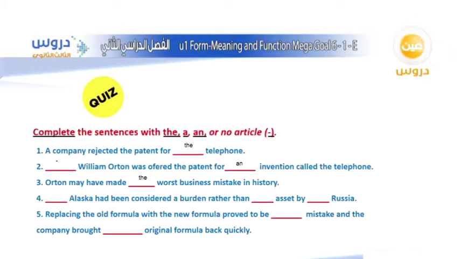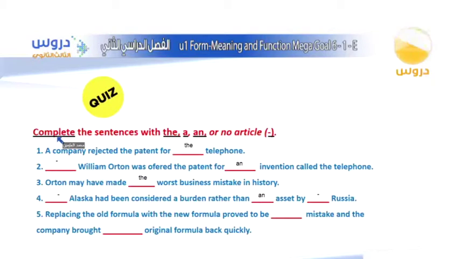Number four. Alaska. Here it's the name of a place. Area, country, city, we don't use articles before these names, names of places. Alaska had been considered a burden rather than an asset by Russia. What can we write here? An asset. Excellent. An asset by, it was Russia, the name of a country. Excellent. Before names of countries, we don't write articles.